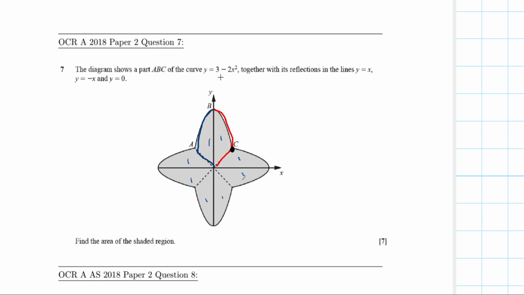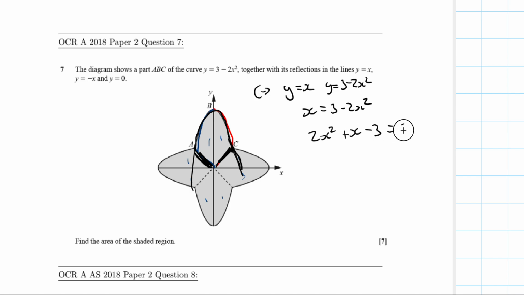So we've got our curve y equals 3 minus 2x squared. So that curve here is going to be whatever this curve is here. We also have the line y equals x, which is this one, and y equals minus x is this one. So first of all, to find what c is, the point where y equals x is equal to the curve. So we know that at c, y equals x and y equals 3 minus 2x squared meet, so therefore x is equal to 3 minus 2x squared. Then from here we could rearrange, so it's 2x squared plus x minus 3 is equal to 0.